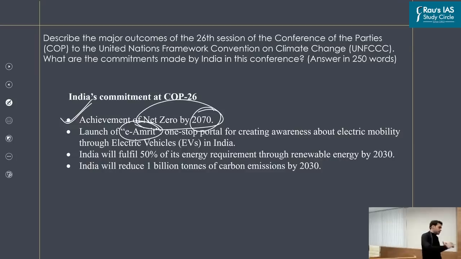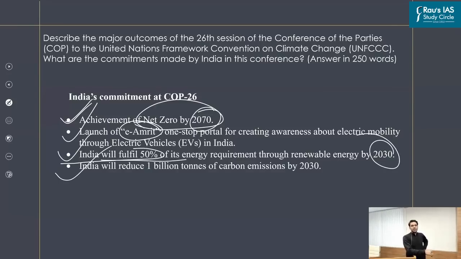India increased, just like the last time, India increased its NDCs. And so these two commitments of fulfilling 50% of its energy requirement by renewable energy, instead of 2040, India is going to achieve it by 2030, and India will reduce 1 billion tons of carbon emission by 2030. So these are the commitments which India made right at the Glasgow.